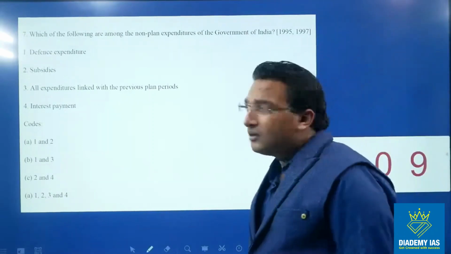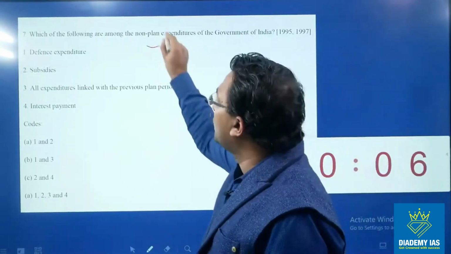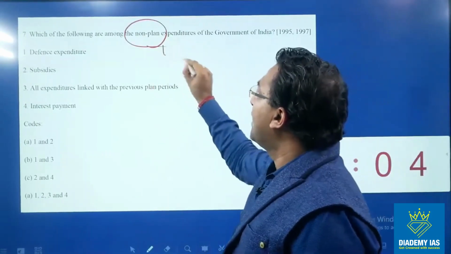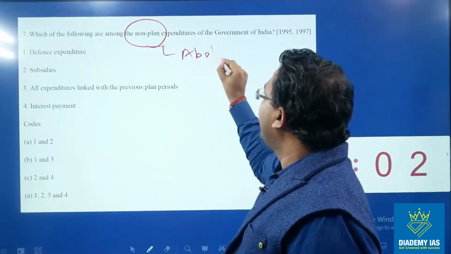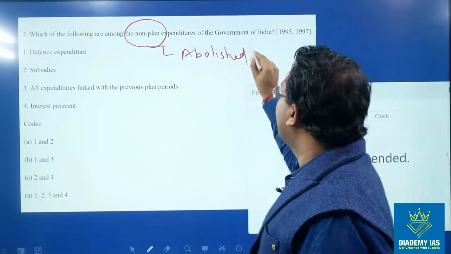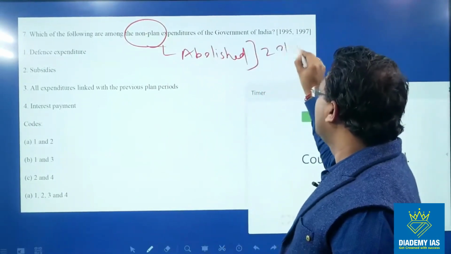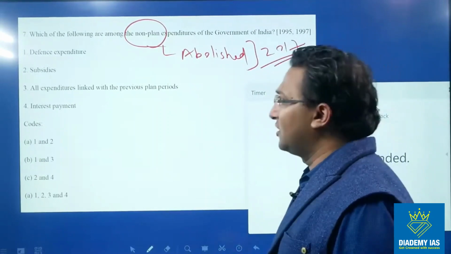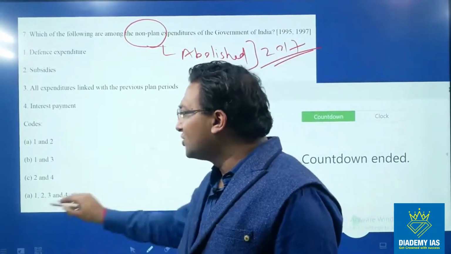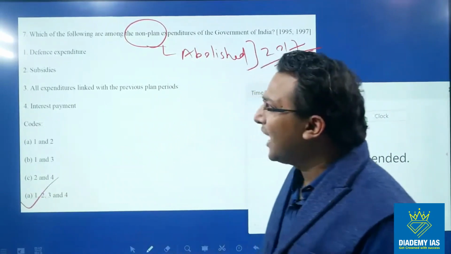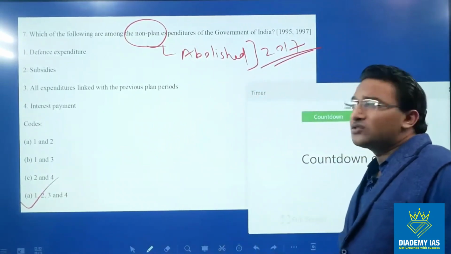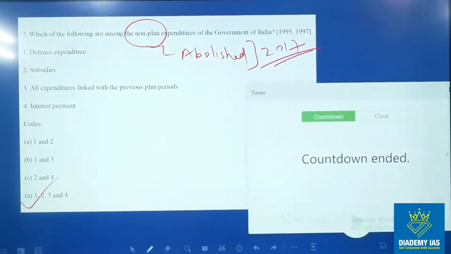In fact, this question is outdated, because this question is asking about the non-plan expenditure, which has been abolished. This plan non-plan distinction was abolished in 2017, because this was very illogical, right? But still the answer to this question will be 1, 2, 3 and 4. I will not discuss this question because it is irrelevant in the present context.